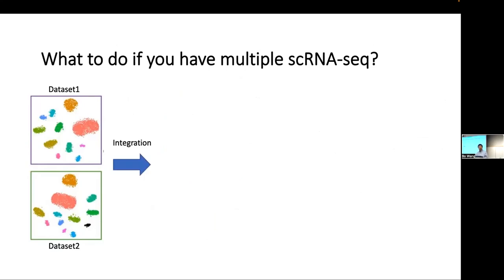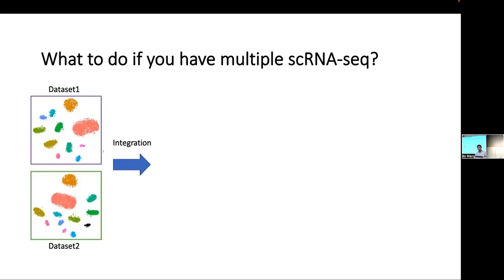What do we hope to have after integration is the following: we need to achieve two objectives. First, we want to preserve the biological signal, particularly we need to find the heterogeneity across different cell types. We can do tasks such as clustering or cell type assignment or trajectory analysis. So one objective is to preserve the biological signals.